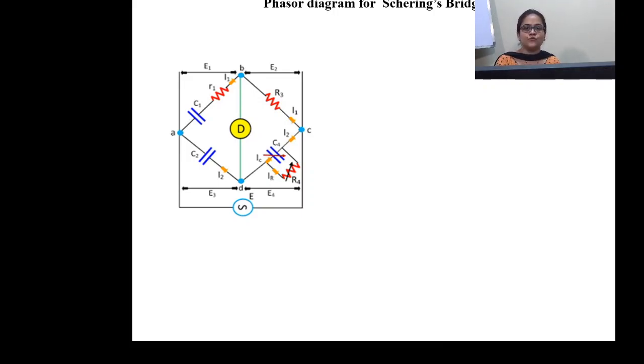Schering's bridge is used for measurement of unknown value of capacitance. Unlike the other bridges, the elements are connected differently in this bridge, wherein we are connecting a capacitor and a resistor in series in the first arm. A capacitor is connected in the second arm. A resistor is connected in the third arm, and the capacitor and resistor are connected in parallel in the fourth arm.